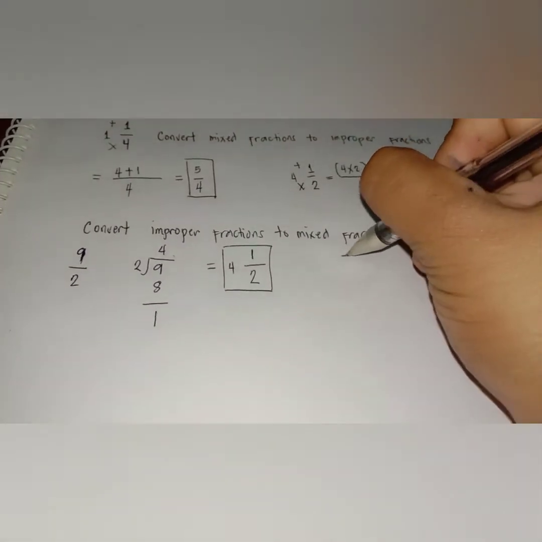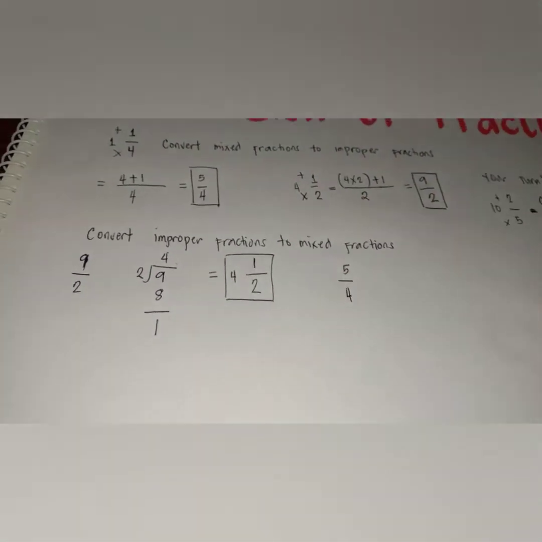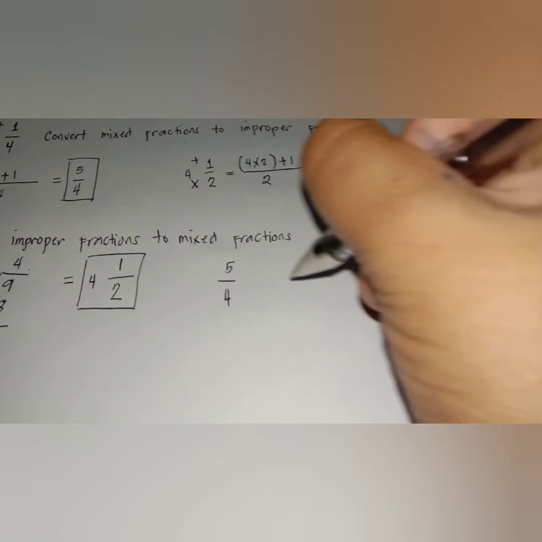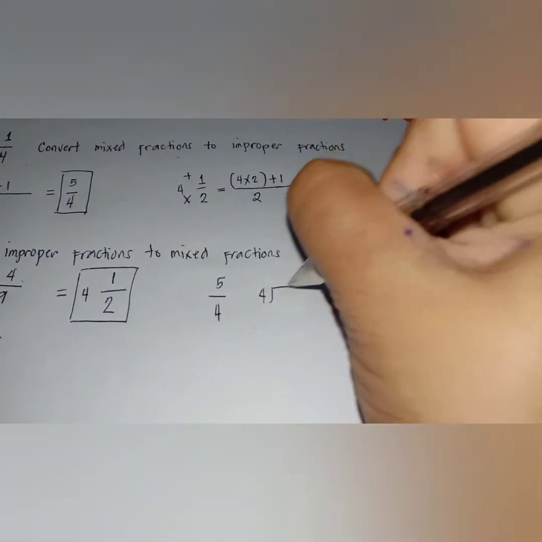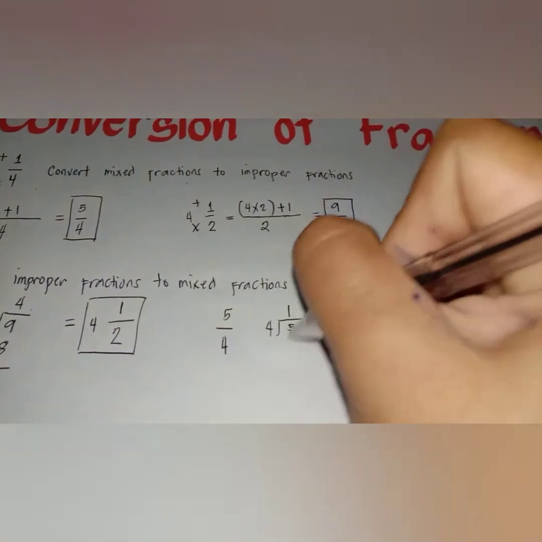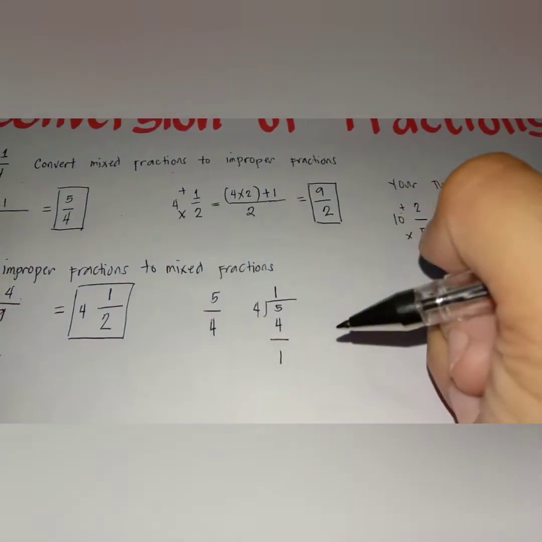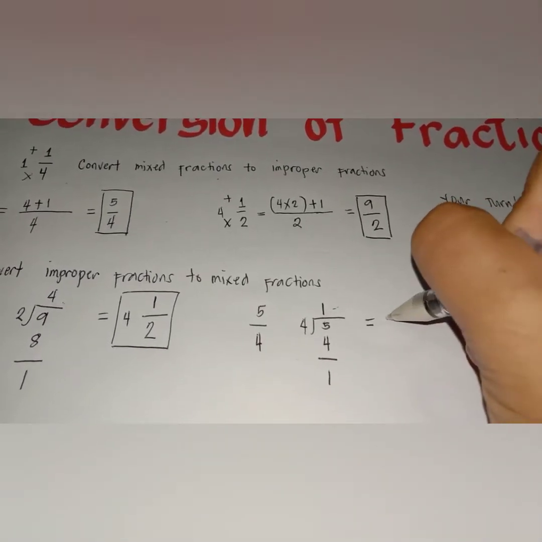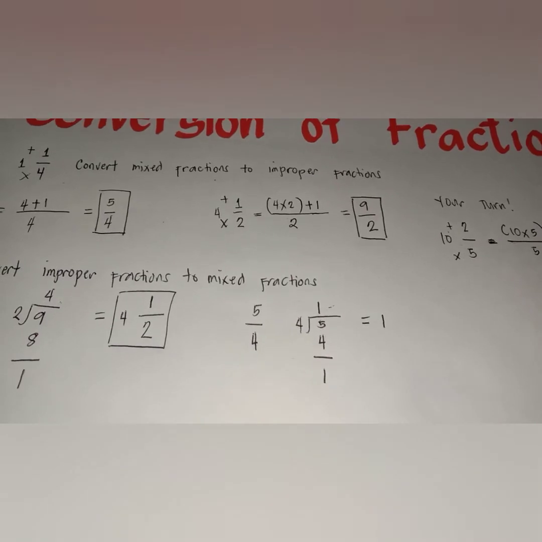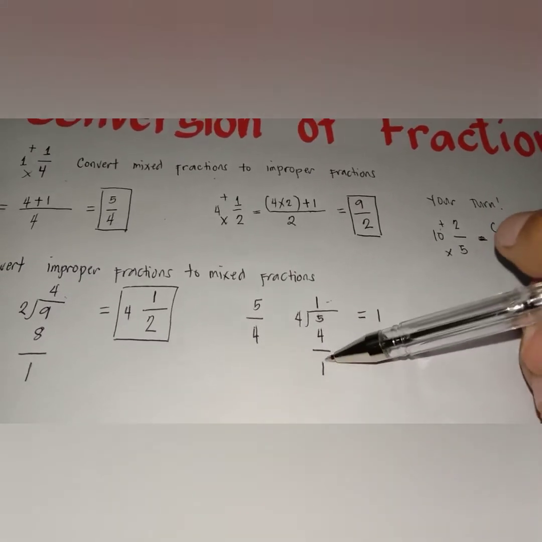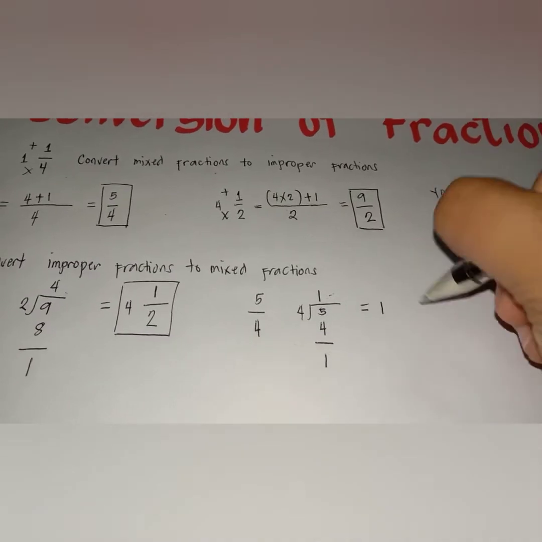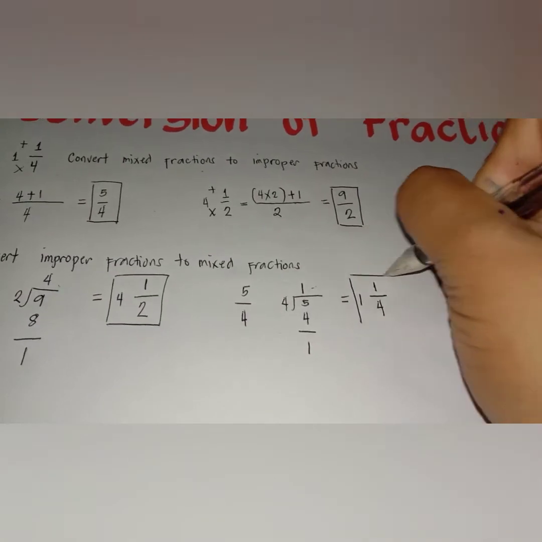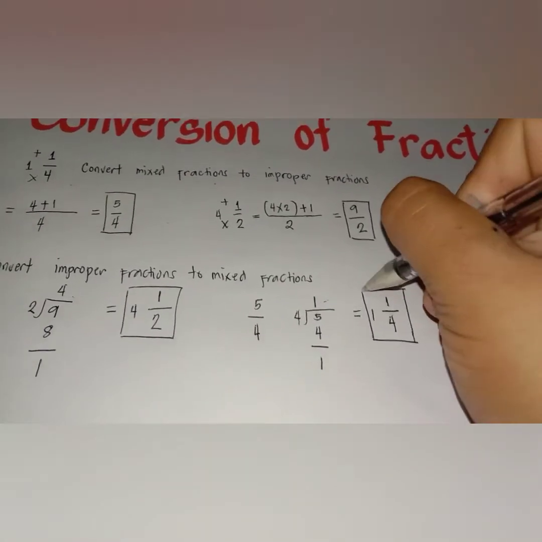Another example is 5/4. Divide the numerator by the denominator. So 1, 4, 1. The quotient shall be the whole number. The remainder shall be the numerator. Then copy the denominator. So your answer is 1 and 1/4.